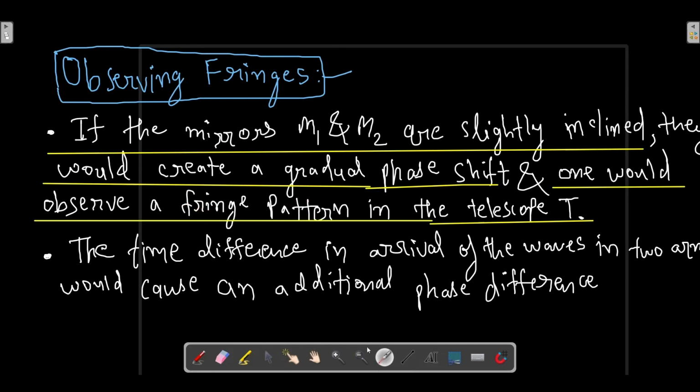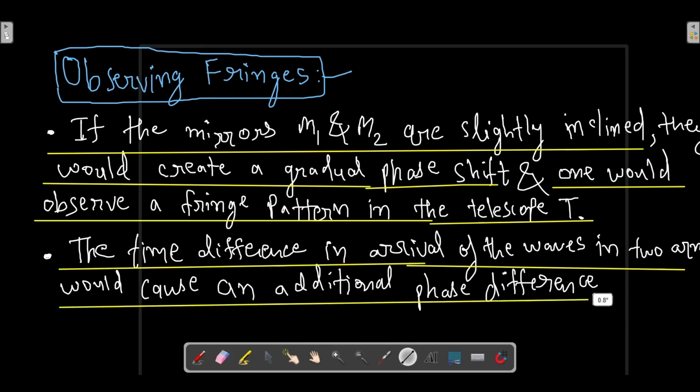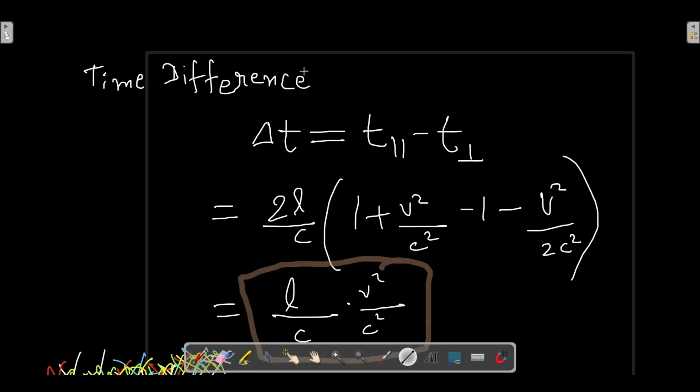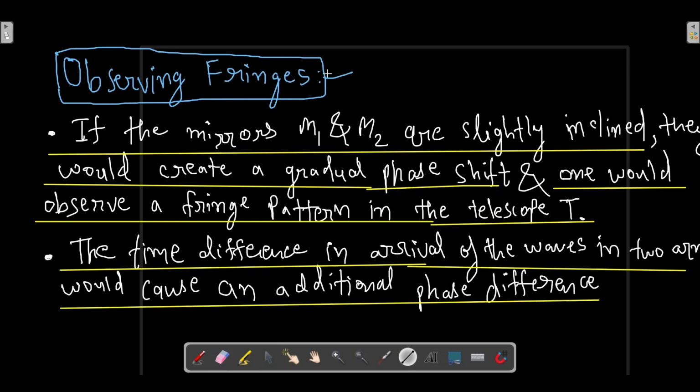The time difference in arrival of the waves in the two arms would create an additional phase difference. The time difference in arrival of waves in the two arms, the time difference which we have calculated just now, this particular time difference. What would this do?